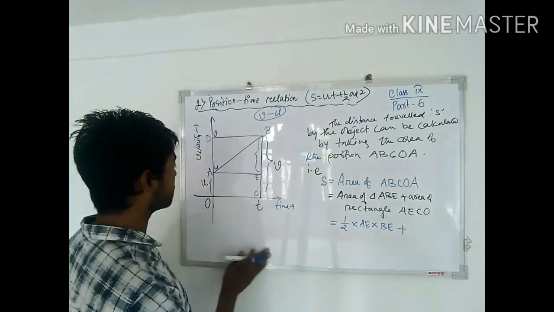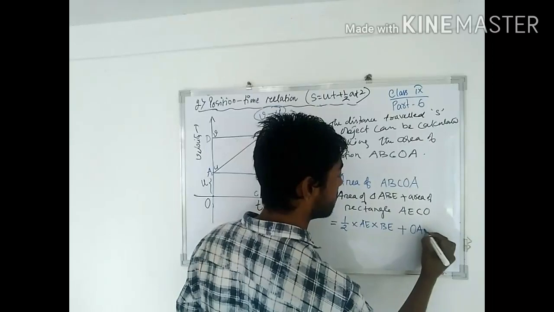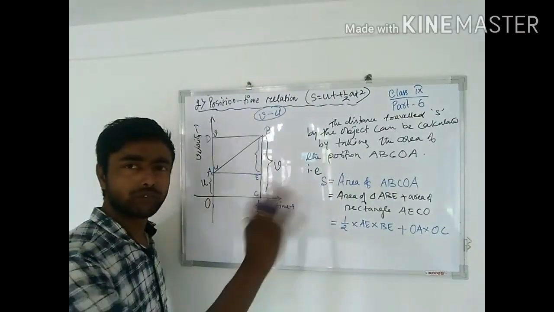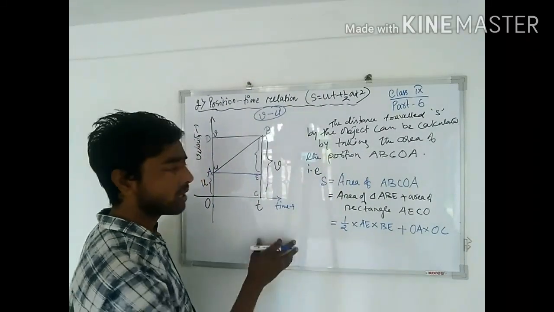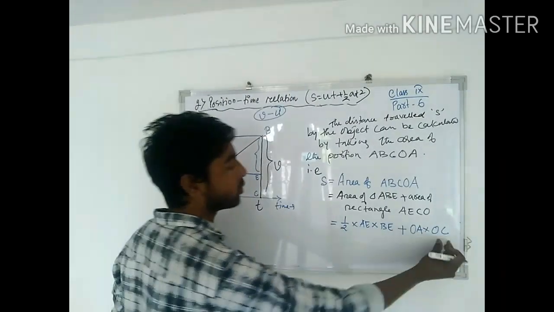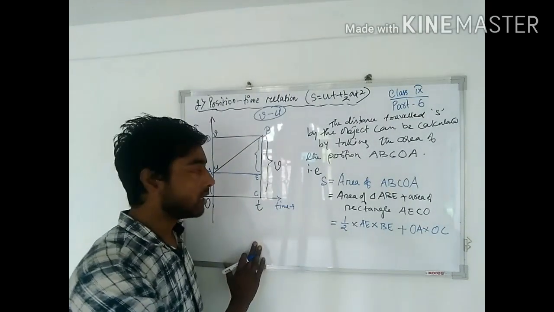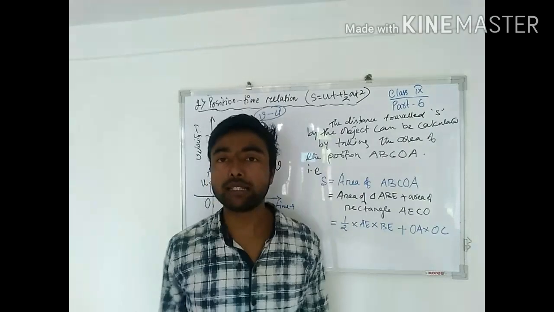So I will write C first of all. OA into OC. Can I? I can write OA first, OC first. It's up to you how you write. Okay. So OA is the breadth. OC is the length of the rectangle. Done. So if I can find this area, we can easily find out what?